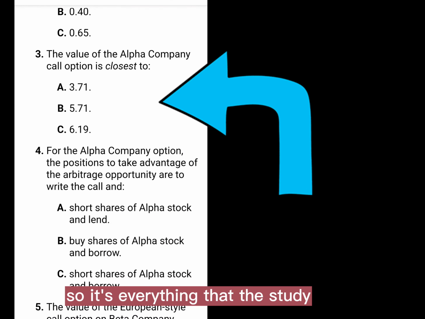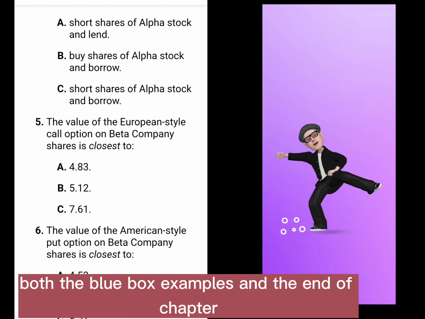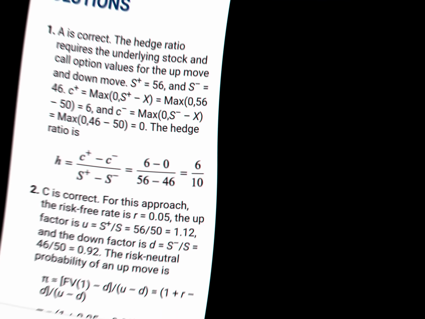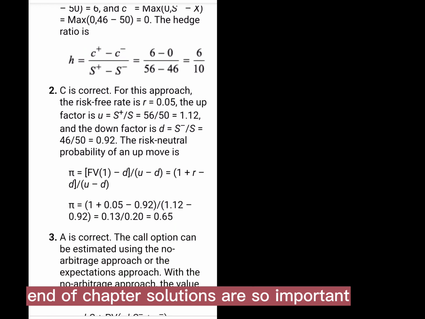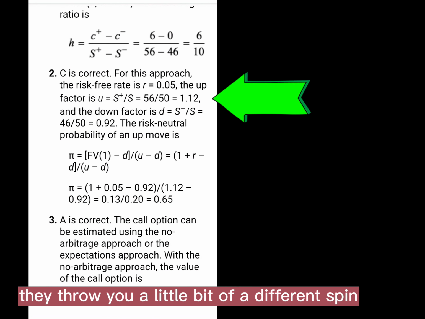So it's everything that the study guide helps guide you through in the curriculum, to do both the blue box examples and the end of chapter questions and solutions. The official curriculum end of chapter solutions are so important because you can see here for question number 2, they throw at you a little bit of a different spin.